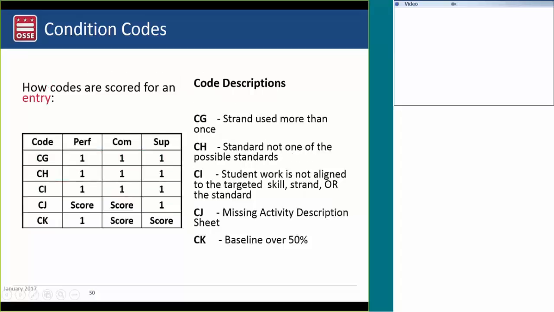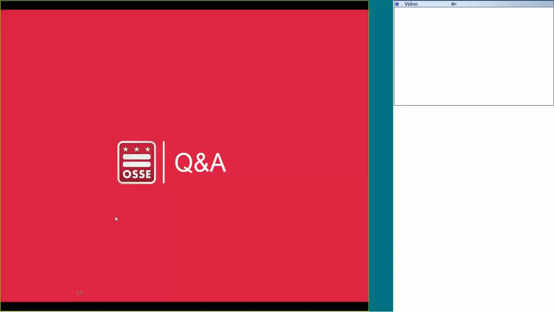These are a few others that we sometimes see. CI, the student work is not aligned to the targeted skill, the strand, or the standard. Make sure that whatever your student is doing relates to the learning standard and the targeted skill. We sometimes see CK, where the baseline's over 50%. If the baseline's over 50%, we score a 1 for performance, but we can score complexity and supports. If the activity description is missing, we score for performance and complexity, but we cannot score supports. So, again, cross the T's and dot the I's, and things will come together.